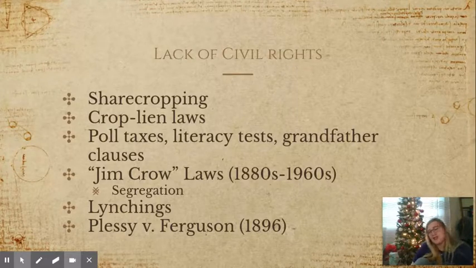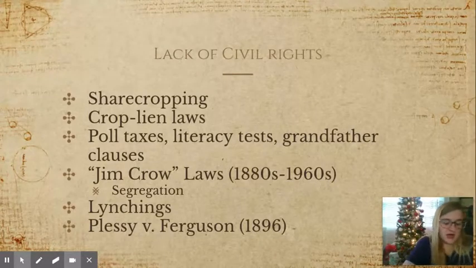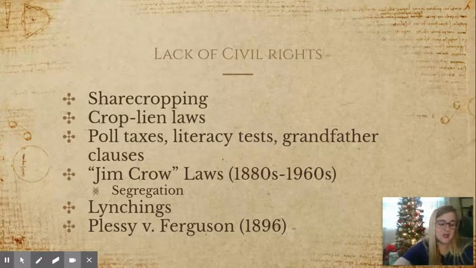Poll taxes, literacy tests, grandfather clauses keep them from voting. And then later on, in the 1880s, Jim Crow laws will go into effect. And these are basically segregation laws in public facilities like schools and railroad cars and restaurants. Of course, lynchings, violence, and fear and intimidation by the KKK.